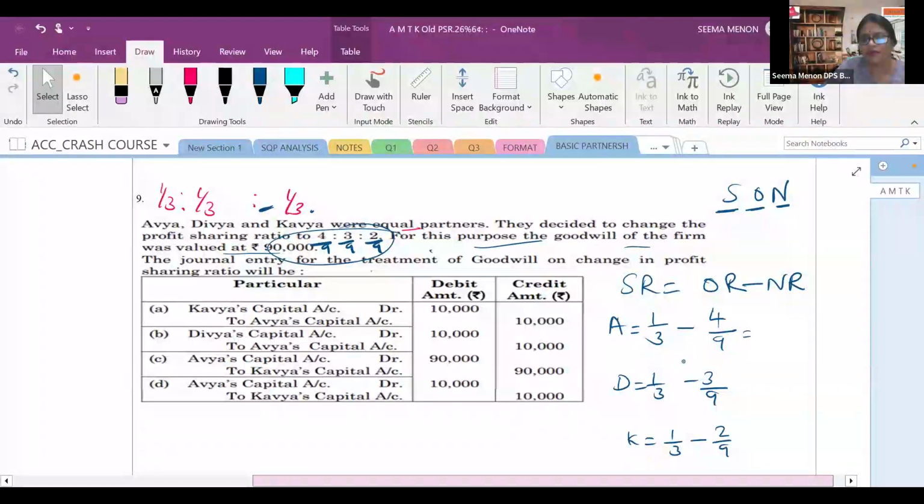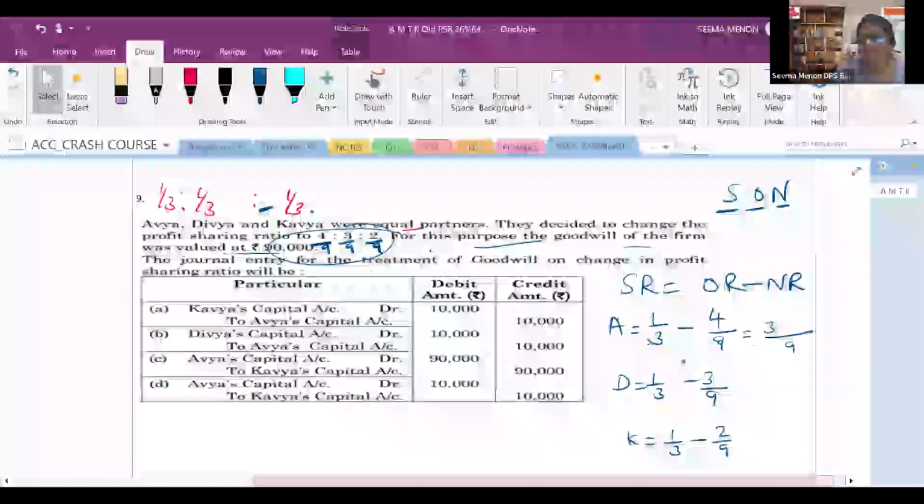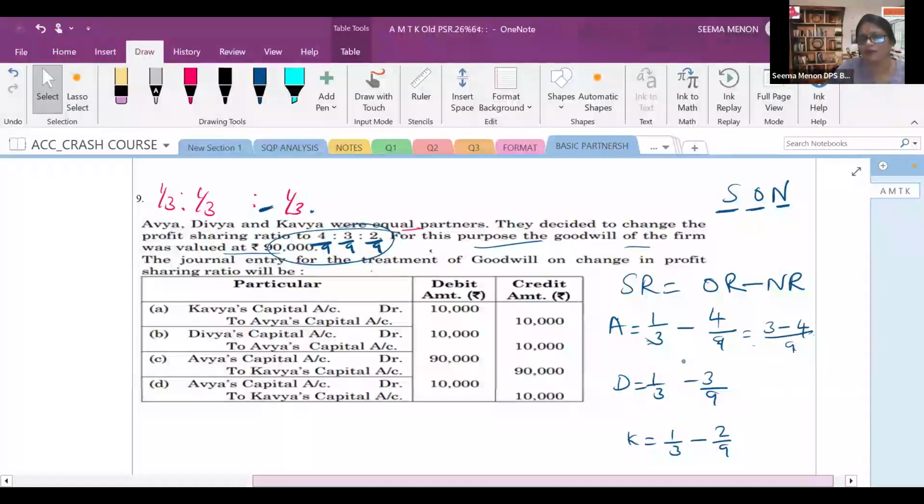Let's solve this one by one. The LCM will be 9. 9 divided by 3, 3 into 1, 3. 9 divided by 9, that is 1, 1 into 4, so minus 4. Here I am getting minus 1/9. 3 minus 4 is minus 1/9.